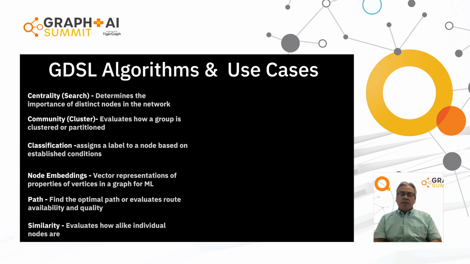And lastly, we also have similarity. What people are buying, so we do similarity and collaborative filtering, and it evaluates how two individual nodes are alike.